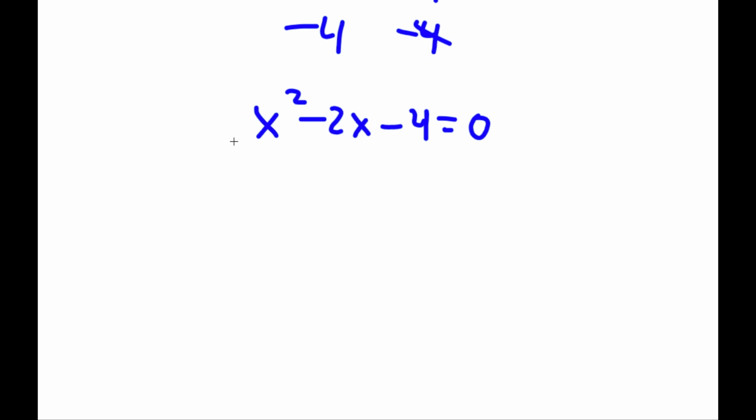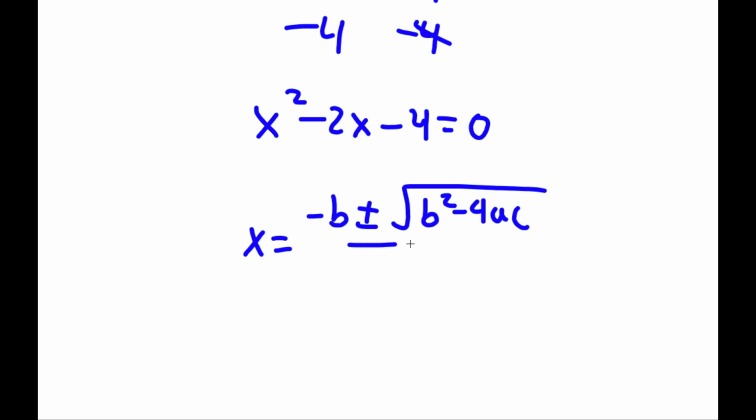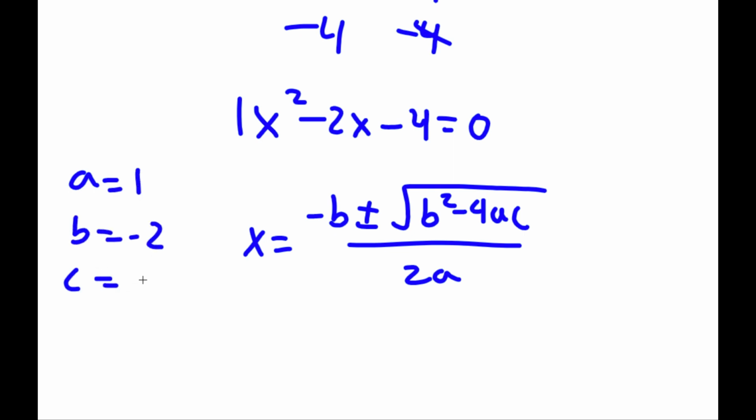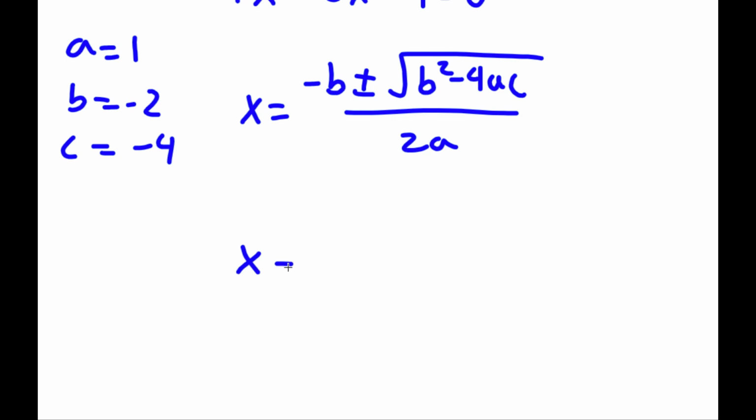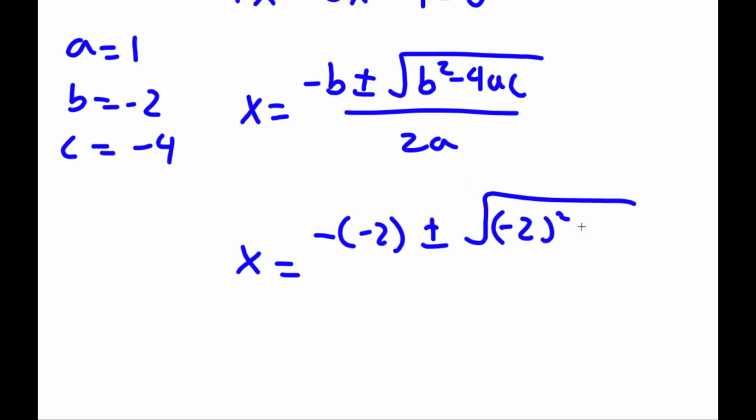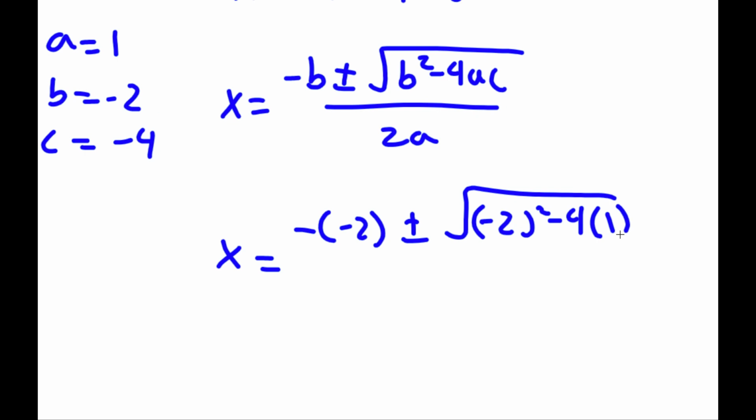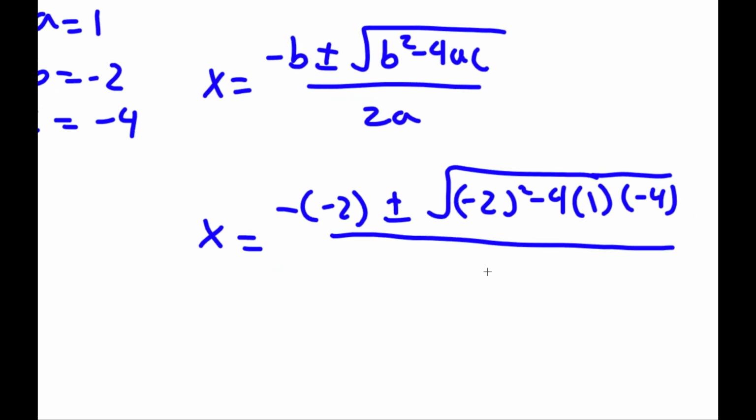Now I have a quadratic equation, and to solve this, I'm going to be using the quadratic formula, which is negative b plus or minus the square root of b squared minus 4ac all over 2a. So in this case, a is equal to 1, b is equal to negative 2, and c is equal to negative 4. So I have x is equal to negative b, so negative negative 2, plus or minus the square root of b squared, so negative 2 squared, minus 4 times a, which is 1, times c, which is negative 4. Now I have this all over 2a, so 2 times 1.